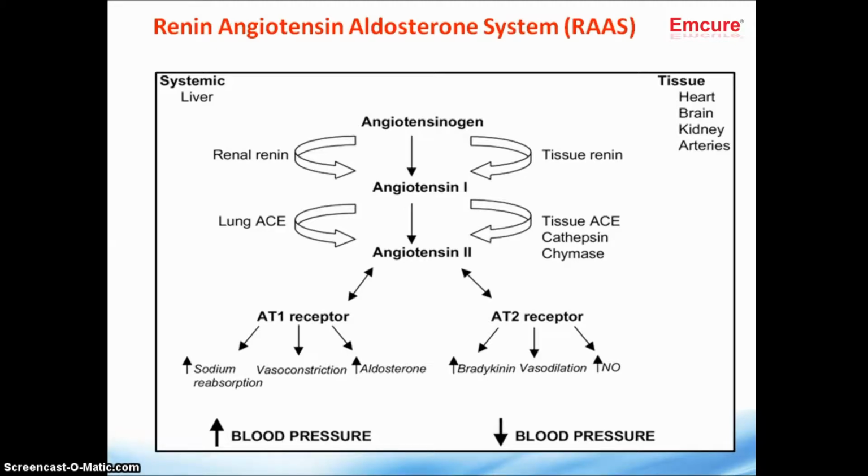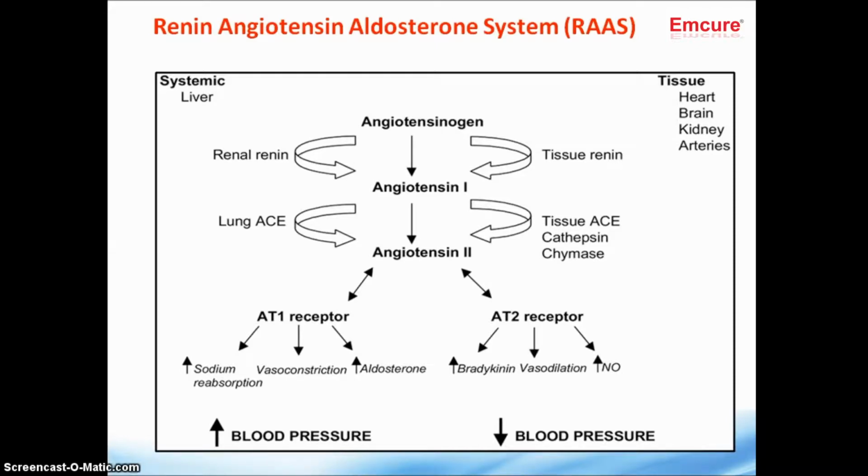Well, angiotensinogen, as you all know, is a zymogen. It is a prohormone or a protein which is produced by the liver cells or the hepatocytes. And this proenzyme gets converted to angiotensin 1 in the presence of renal renin and tissue renin.